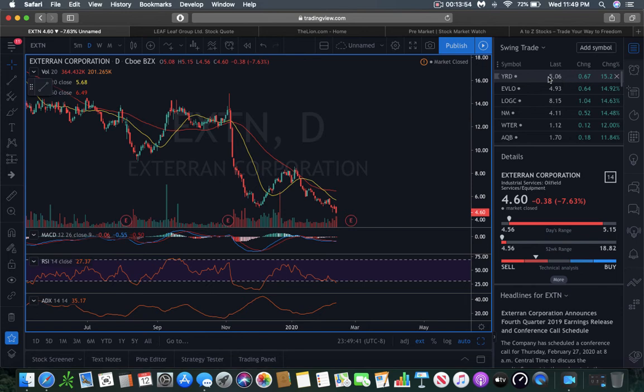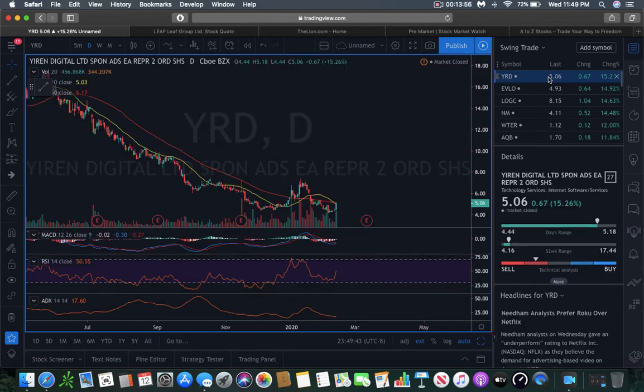Right now we're in a bullish market. It's continuing to be bullish. So breakouts are working, ascending triangle patterns are working, right? So we want to be looking for these patterns.